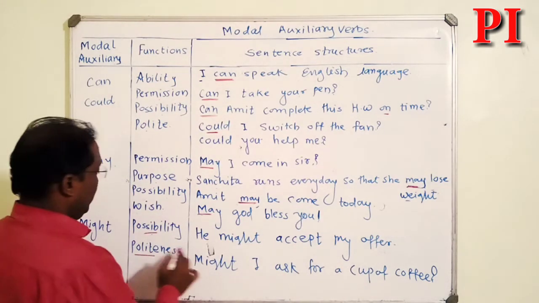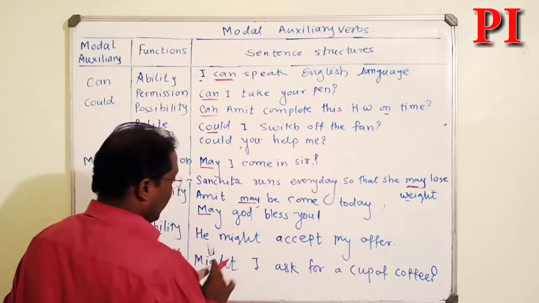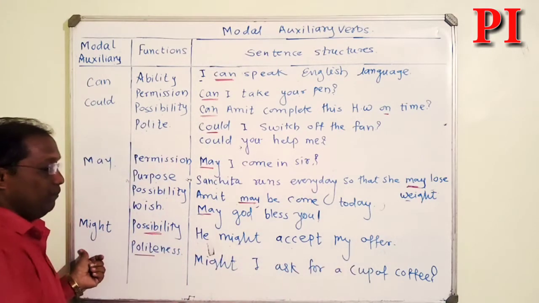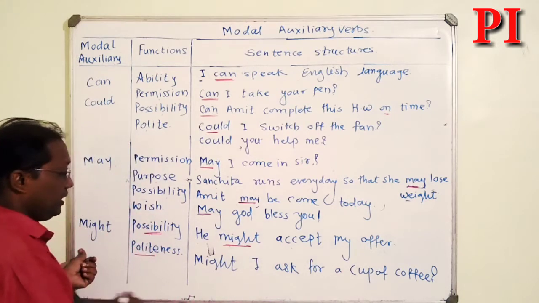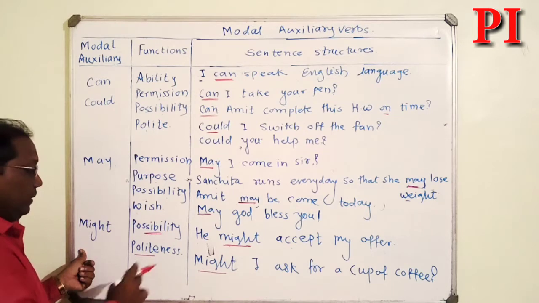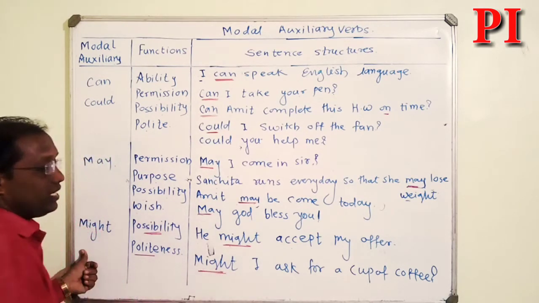What is the sentence here? Possibility: He might accept my offer. This is a possibility. For that purpose, use "might" here. Then politeness: Might I ask for a cup of coffee? This is politeness. For that intention, use "might" here.